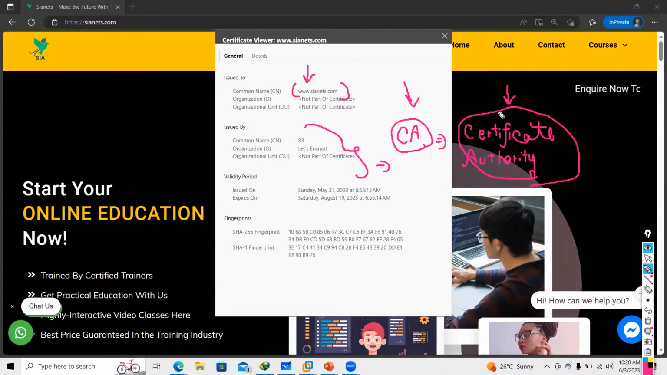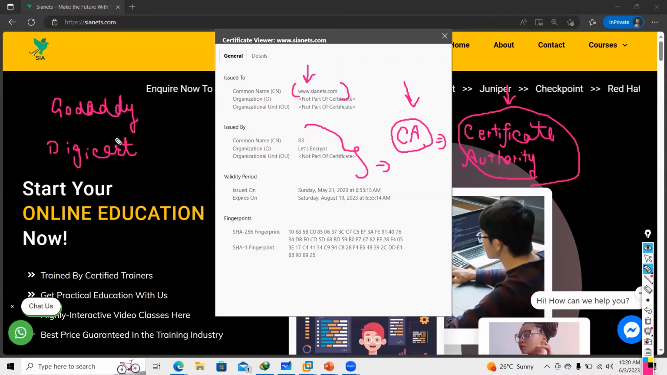So this is the organization. I hope you have seen GoDaddy, DigiCert. These are your certificate authorities. GoDaddy, DigiCert. These all are your certificate authorities. So these are the organizations which will validate your identity, such as your website name, your email ID, person name, and then they will issue you a document which is called a digital certificate.